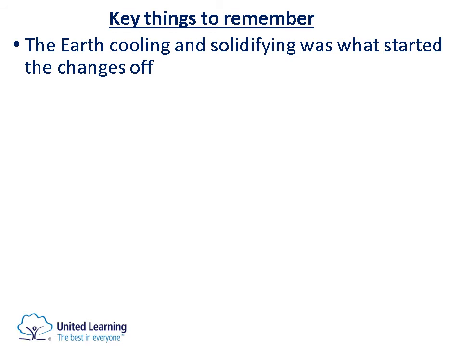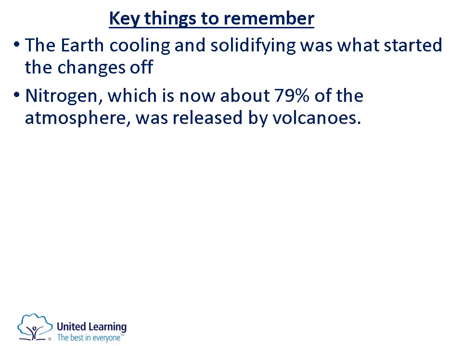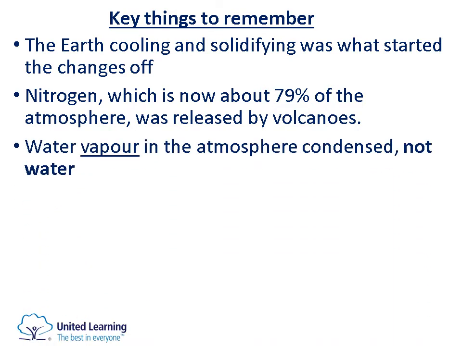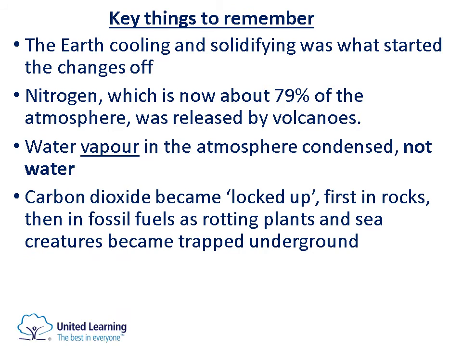The key point, it's the Earth's cooling and solidifying, which allowed these changes to happen. The nitrogen, which we know makes up the majority of the atmosphere, was released by volcanoes. The water vapour in the atmosphere has gone down to such a small percentage now because it condensed to form oceans. And the carbon dioxide decreased because it has been locked up in rocks.